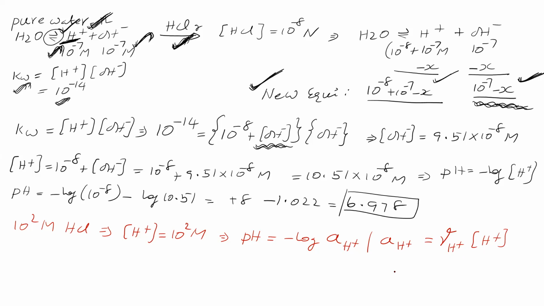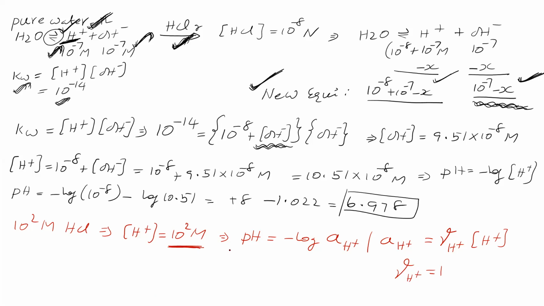For a very dilute solution, the activity coefficient is equal to 1. Now the given solution is 10 power 2 molar. This is not a very dilute solution. Very dilute solution means 10 power minus 1, 10 power minus 2, 10 power minus 3, 10 power minus 4, like this we have to take. 1 molar, 2 molar, 10 molar, 10 power 3 molar, these are not very dilute solutions.